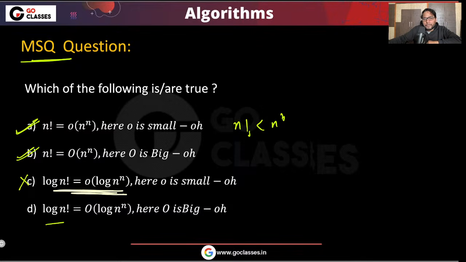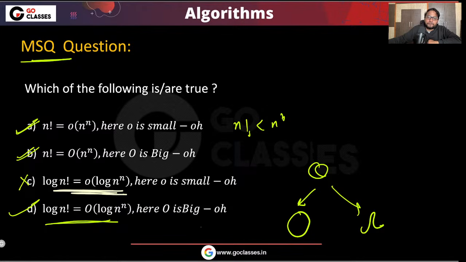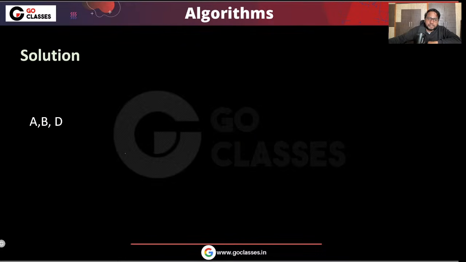What about this? This is interesting. If there is a theta relation, which means they are exactly equal, then big O is there and big omega is also there. So if theta is there, then big O and big omega both are there. So D is the correct answer. So A, B, D are the correct answers here.